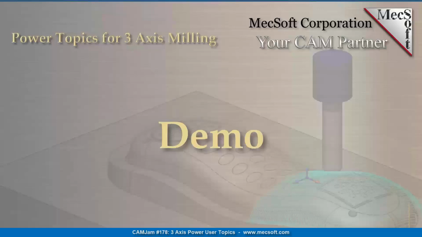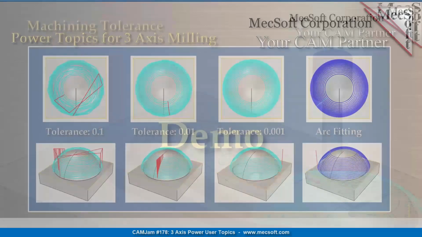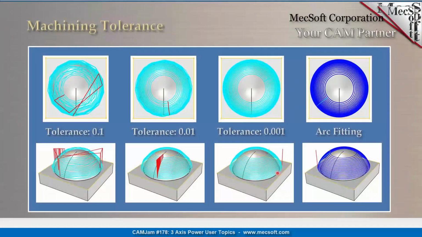Today, we will be covering power topics for 3-axis milling. And we will start by covering the very first topic here, which is going to be the role of tolerances. And to demonstrate this, I'm going to first go ahead and run through a few slides here, so you could see how tolerance affects your toolpath.